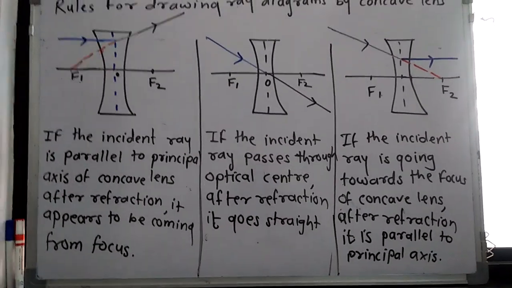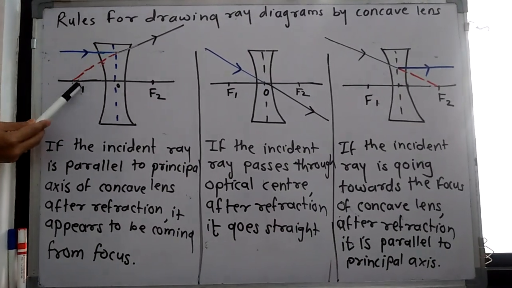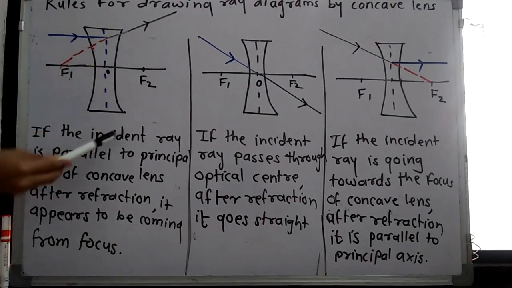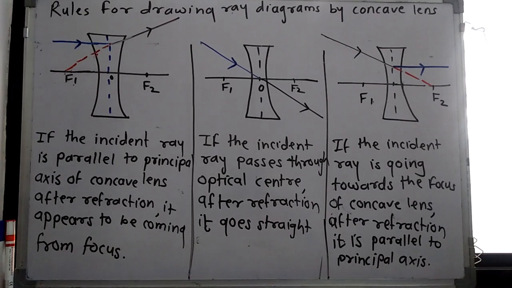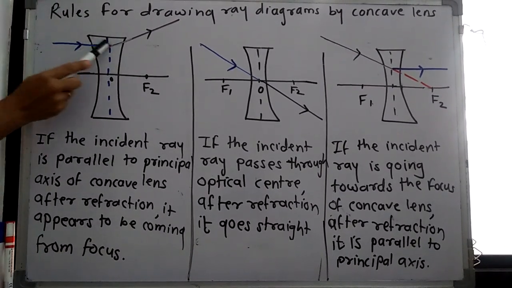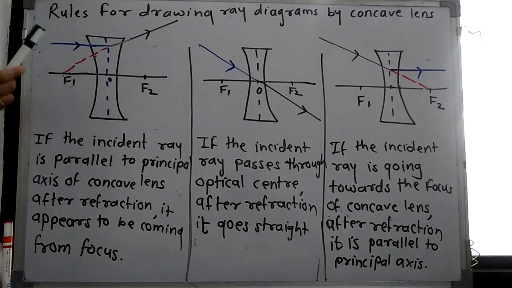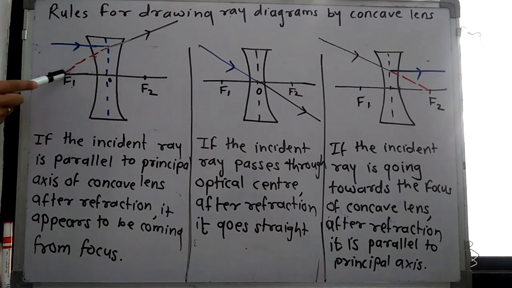Rules for drawing ray diagrams by concave lens. So here we have principal axis, focus, optical center, second focus, and this is concave lens. So concave lens is the diverging lens. So what is the first rule? This is the incident ray parallel to the principal axis and it gets diverged. But in the divergence, it appears to be coming from focus.